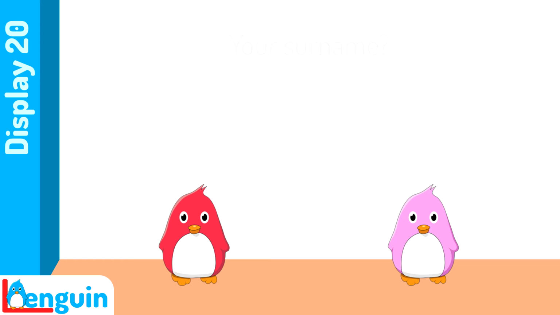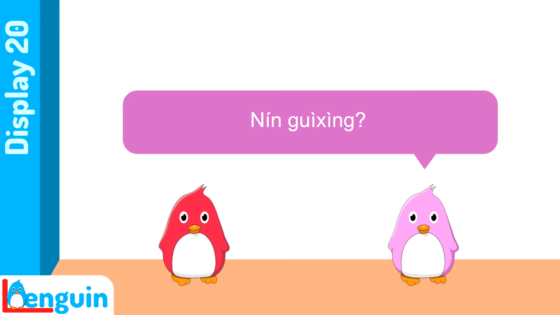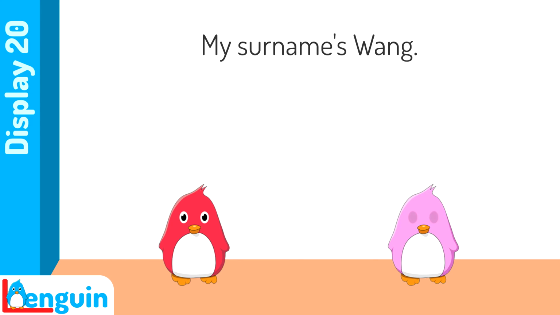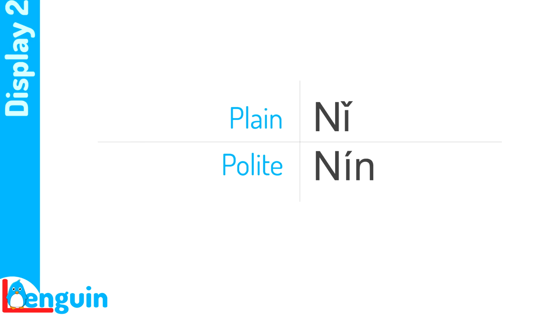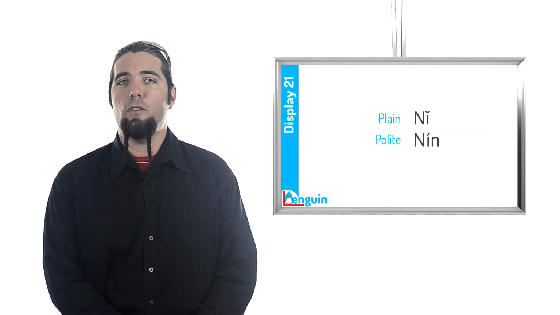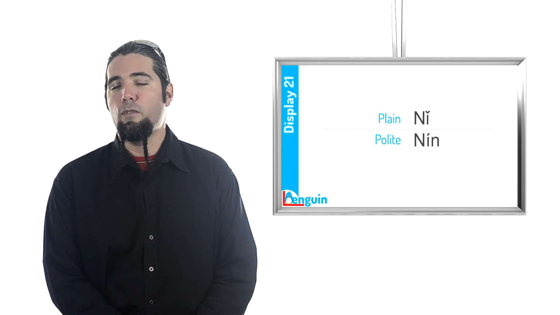Your surname? 您贵姓？ My surname's Wang. 我姓王。 Here's the polite word for you, 您.